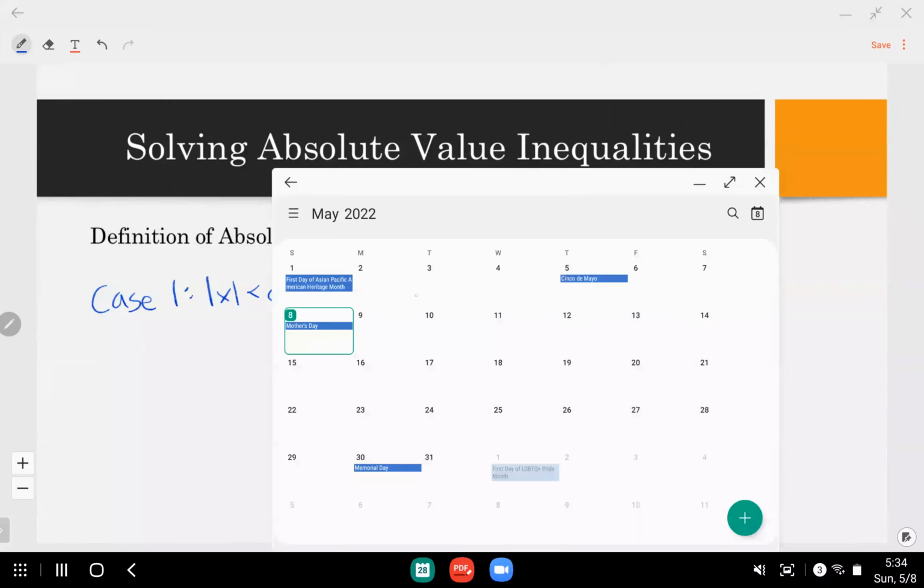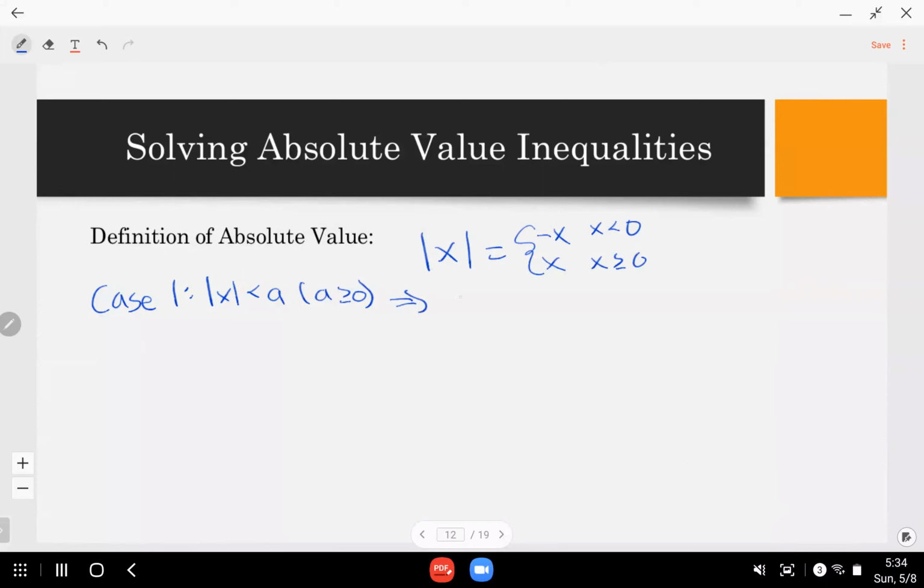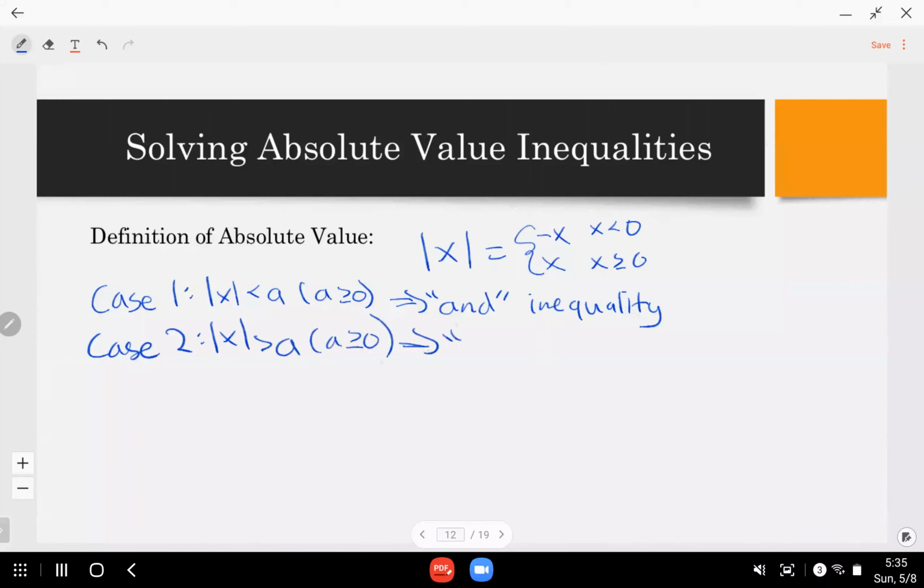All right. And what does this turn into? This turns into an and inequality. What about case 2? So case 2 is when the absolute value of x is greater than a positive number, with A is positive. All right. This turns into an or inequality.